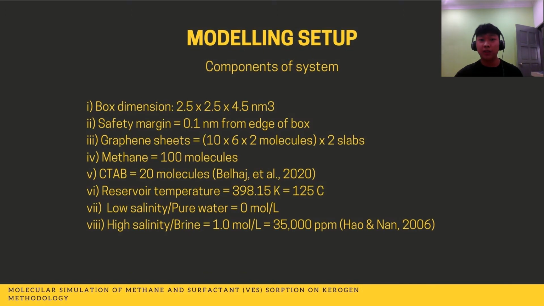As for the parameters of the system, a box dimension of 2.5 nanometers is used for the X and Y axes, and 4.5 nanometers for the Z axis, which represents the thickness of micropores of the shale layer, which contributes to the adsorption of methane. A safety margin is introduced, 2 layers of graphene sheets are prepared, which I will show later, and 100 molecules of methane for consistency. As for CTAB, 20 molecules are used as it agrees with the CMC, critical micelle concentration, of CTAB, according to Belhaj et al. A reservoir temperature of 125 degrees Celsius was fixed, and the salinity variations are as shown below.